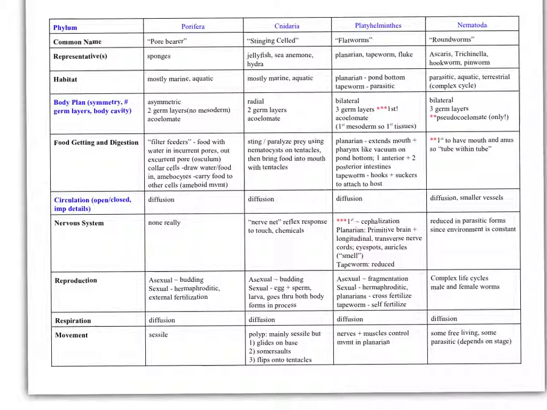Now we'll talk in terms of the sponge. Remember, the sponge has no true tissue. Other than its digestive system, it's made up of solid tissue. It's one of our unusual animals here.